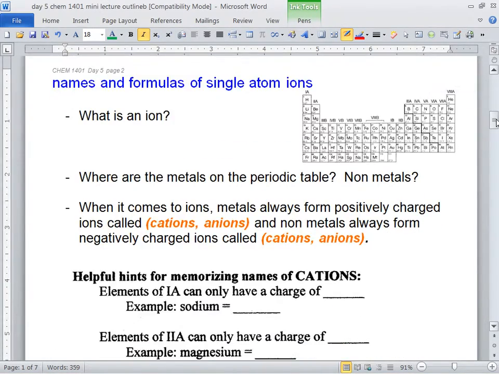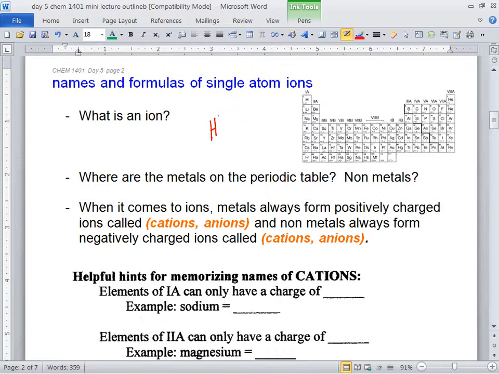So let's start, though, with just single atom ions. How do we name them? Now, first off, though, Emily, what's an ion? Let's back up. Give me a name of an atom. Hydrogen. Okay. So there's an atom.